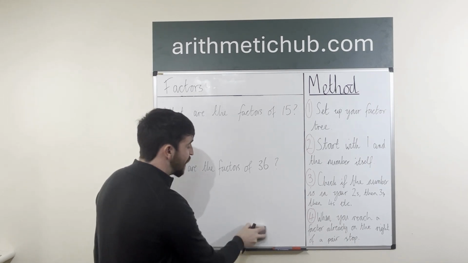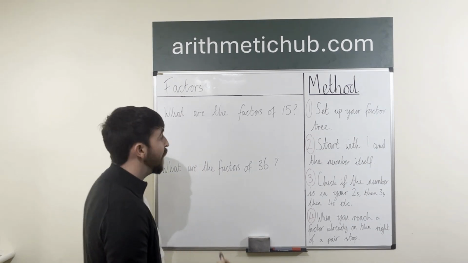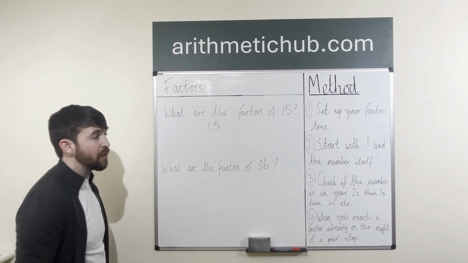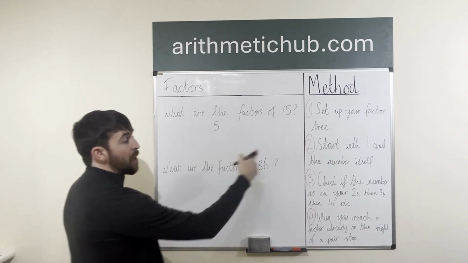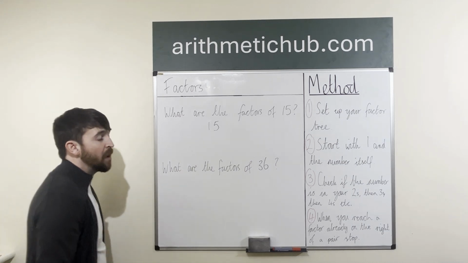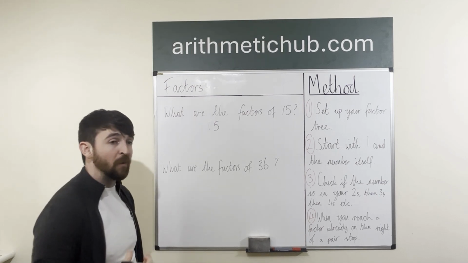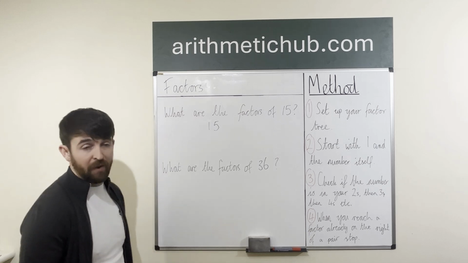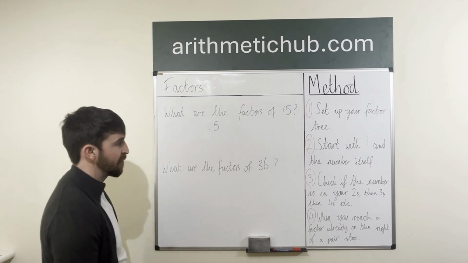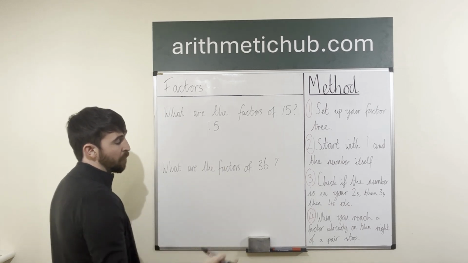So let's have a little look at what the method says we need to do for this. First things first, we need to set up our factor tree, okay? So a factor tree is just what I was doing there. So we put the number at the top like that, okay? Second part of the method says start with 1 and the number itself, okay? So the factors of a number are always going to be 1 and the number itself. The only one where that wouldn't be the case would be 1, because 1 times 1 would give you 1, but that's not got two different numbers, it's only got one number, hasn't it, okay? So, start with 1 and the number itself.